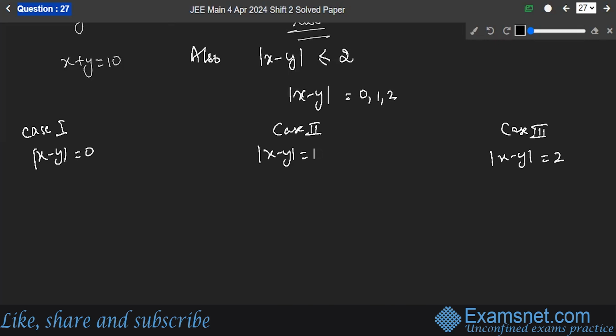So the first one, when X minus Y is equal to 0, this gives you X is equal to Y, and X plus Y is equal to 10, which gives you X is equal to 5. If X is equal to 5, you will have Y also equal to 5, right?